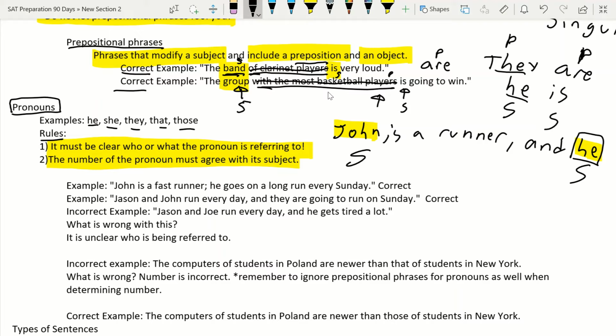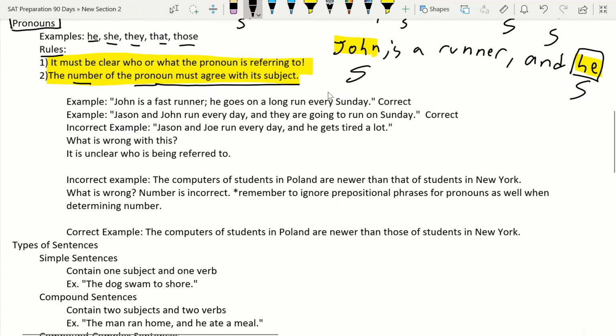If we had, let's say, "John and Jason, once again, are runners, and they," right? That would be correct because we're matching plural to plural. So we want to make sure that we're matching the numbers of our pronouns, right? So our pronoun must agree with its subject in number, and it has to be clear who we're referring to. So let's go ahead and get into some examples, right?